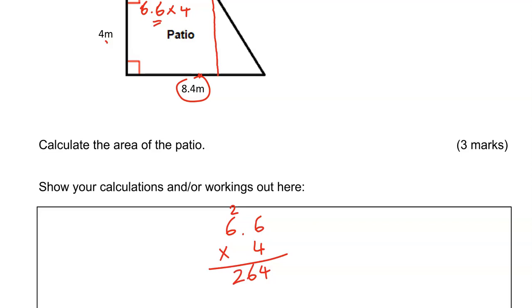How many decimal places? First number has 1 decimal place. Second number is a whole number, that's a 4, so it has no decimal places. So in total the answer will have 1 decimal place. So going backwards, 26.4 is the area.